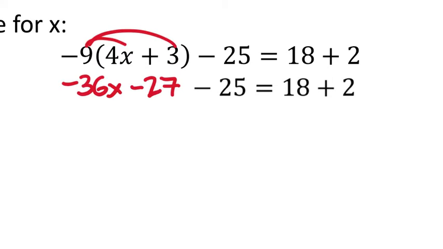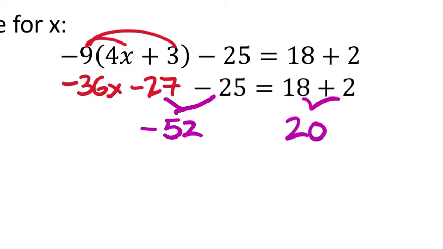Now, the next thing I would look to do is to combine any like terms, and I see the negative 27 and the negative 25, which combine to be negative 52. But also the 18 plus 2 on the right side would be 20. All right, so I still got the negative 36x minus 52 equal 20 here. But then I see all my x's are on the left side of the equal sign, so I'm just going to keep them there. I'm just going to zero out this negative 52 by adding 52 to both sides.